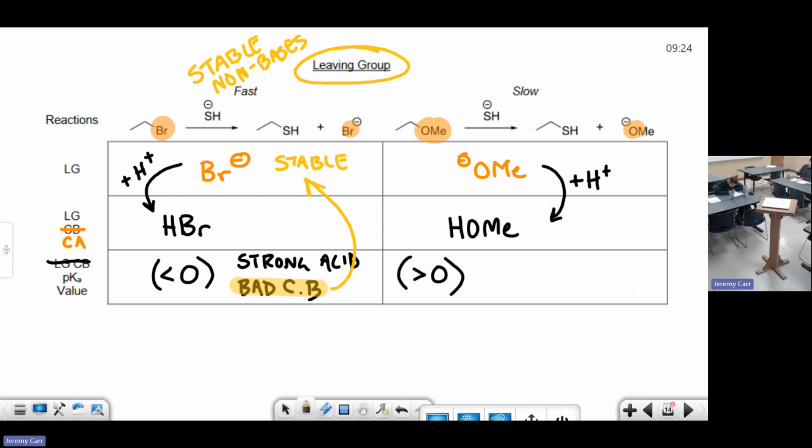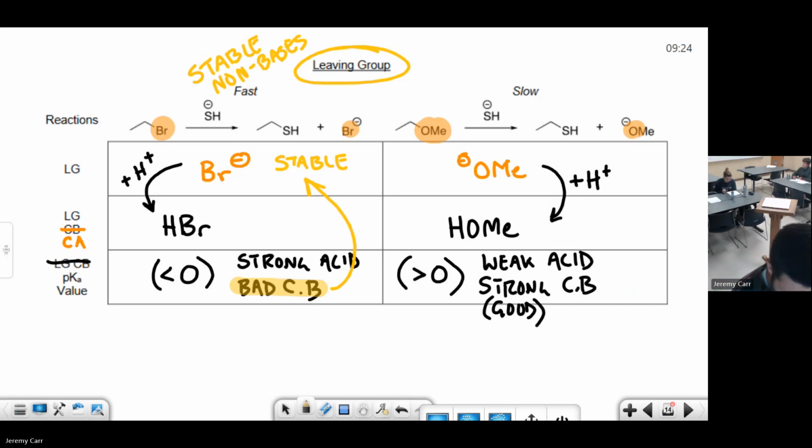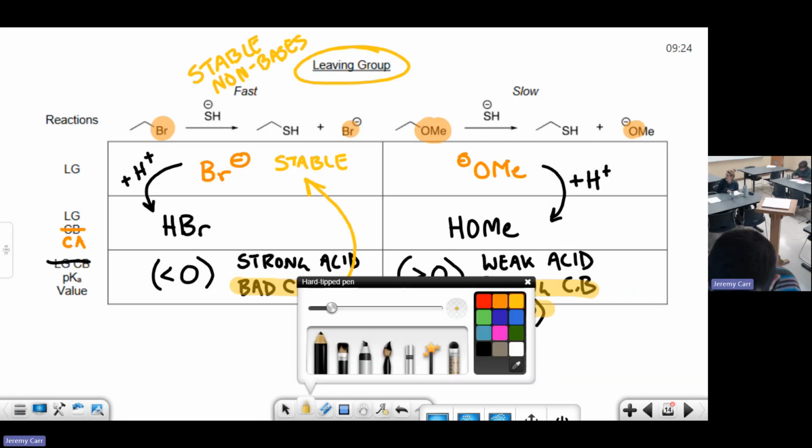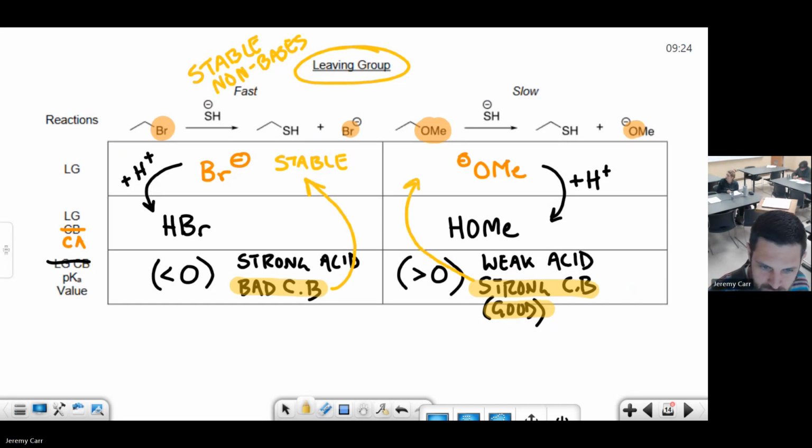So what does that tell us about the acidity of this? Said if it was negative, it was a strong acid. It was a good acid. If it's positive, what is that telling us? Weak acid, exactly. And so if this is the weak acid, what does that tell us about the conjugate base? Strong conjugate base. Strong, by the way, is synonymous with good. So since it's a strong base, here's the deal. This strong base means that the base must be reactive.